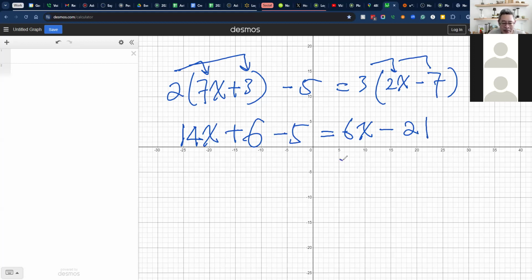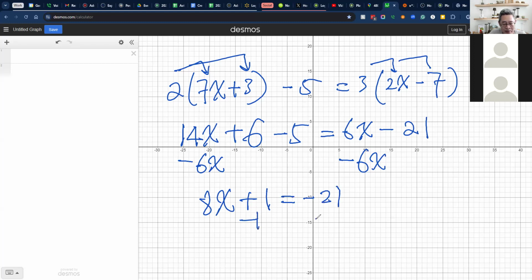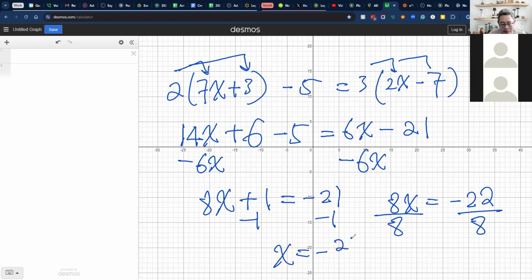So we distribute that. We got 14x plus 6 minus 5 on this side, and 6x minus 21 on the other. Are you good here, Matthew, for this one? Yep. Then we minus 6x on both sides. And of course, this gives us 8x. And 6 minus 5 is 1. This side is negative 21. Then we minus 1. Then 8x is negative 22. Then we divide by 8. So we got x is negative 22 over 8. Then we can simplify that. It becomes negative 11 over 4.